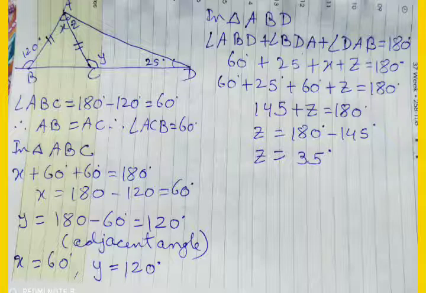Now in triangle ABD, angle ABD plus BDA plus DAB is equal to 180 degrees. ABD is 60 degrees, BDA is 25 degrees, and DAB is equal to x plus z. This is equal to 180 degrees. Now 60 plus 25 plus 60 plus z is equal to 180. So 145 degrees plus z is equal to 180, and so z is equal to 180 minus 145, which is equal to 35 degrees.